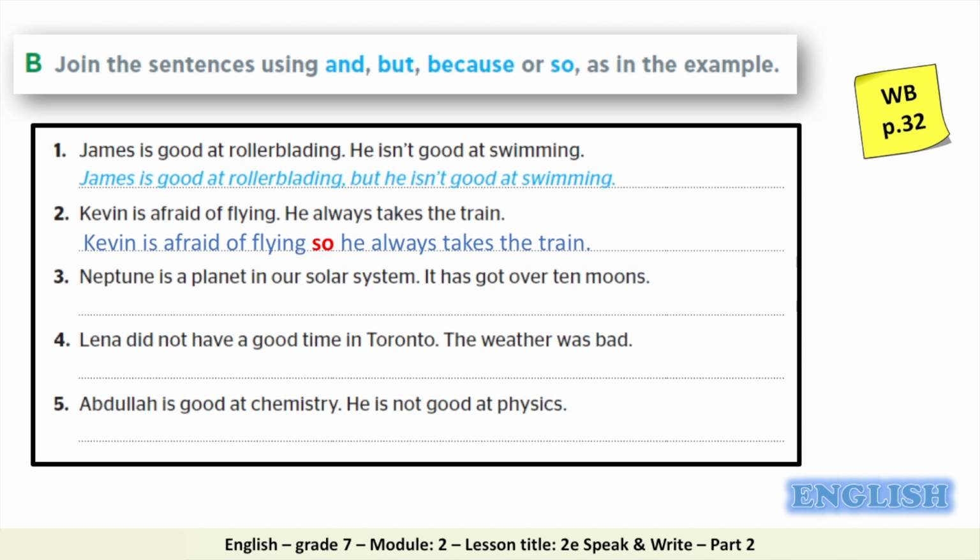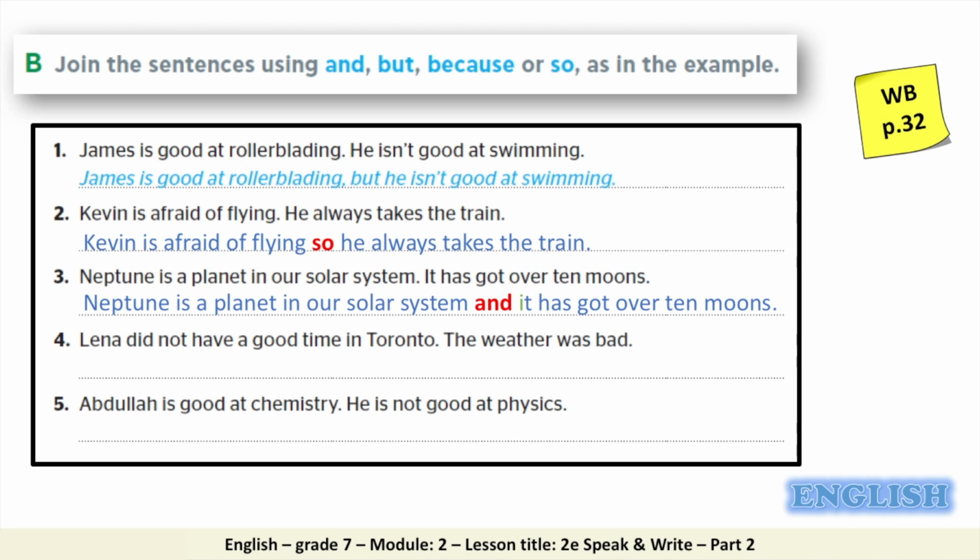Number 3, Neptune is a planet in our solar system. It has got over 10 moons. The second sentence is actually extra information about Neptune. So which linking word do we use here? That's right. Neptune is a planet in our solar system and it has got over 10 moons.